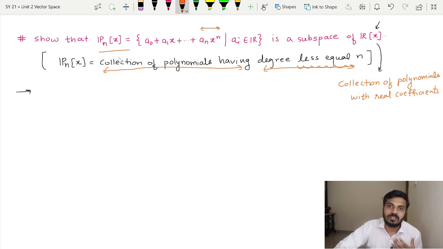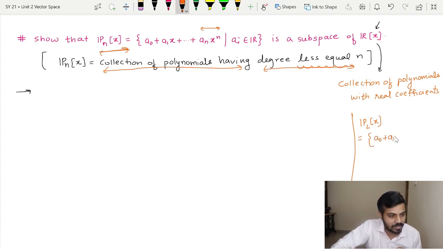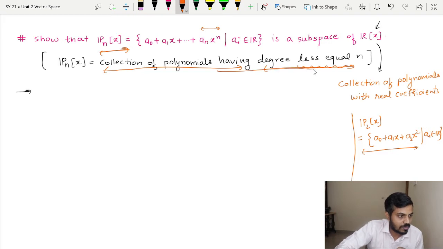So there is a condition on the degree in the set Pn of x, but in R of x there is no such condition. R of x can contain polynomials of any degree. Let me immediately explain by taking a simple example. What is P2 of x? Indirectly I am putting my value of n to be 2. So my P2 of x will be a0 plus a1x plus a2x square, such that each ai belongs to R. So this P2 of x is going to contain polynomials having degree less than or equal to 2.